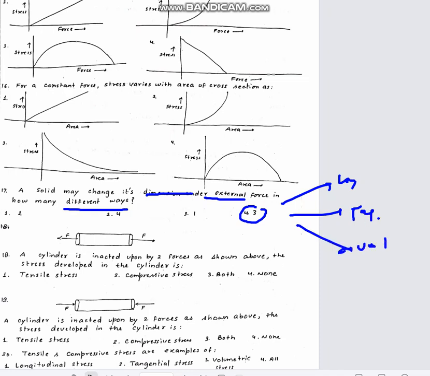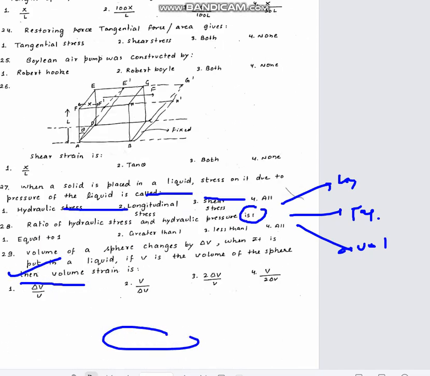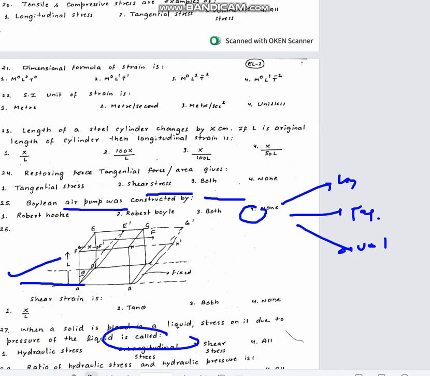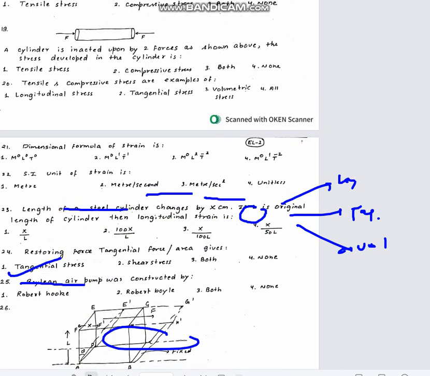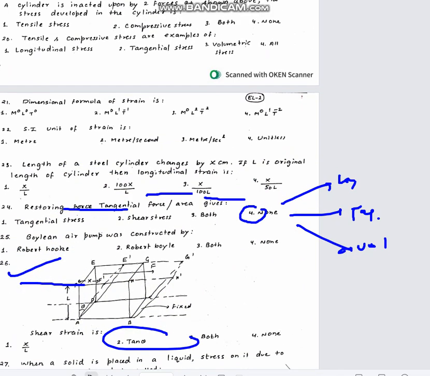Next question is, a cylinder is acted upon by 2 forces. The stresses, obviously they will try to stretch it out. So the stress here is the tensile stress. However, in this question, stress is compressive stress. Next is, tensile and compressive stress are examples of, so these are longitudinal stress.